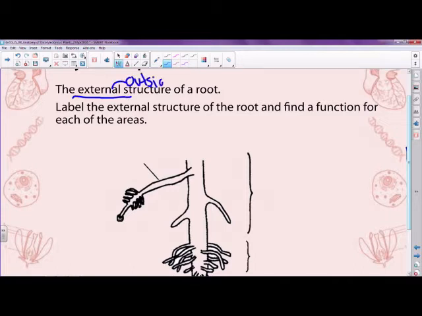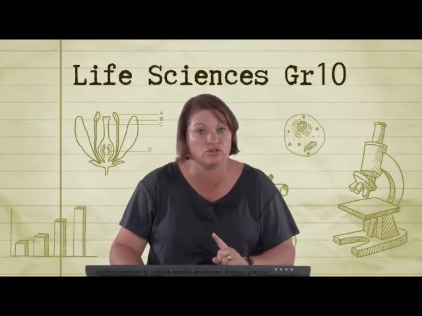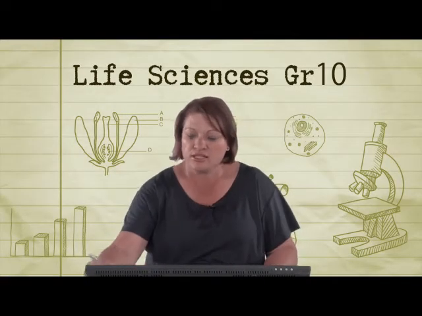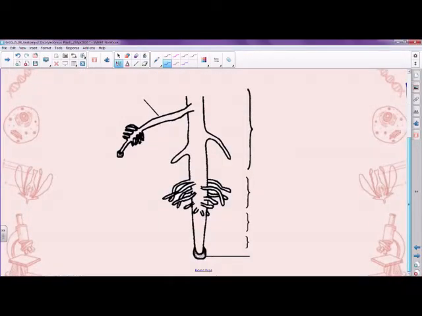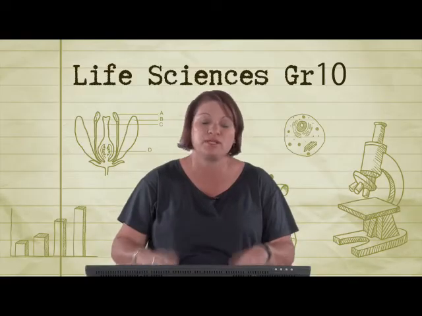Right, so what is the root? If I'm looking at a dicot, remember we're looking at a dicot root. The dicot root has this characteristic, what we call a tap root system. One main root with many roots leading from the side.